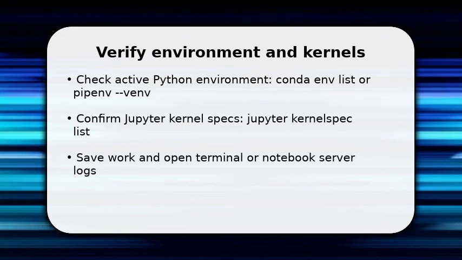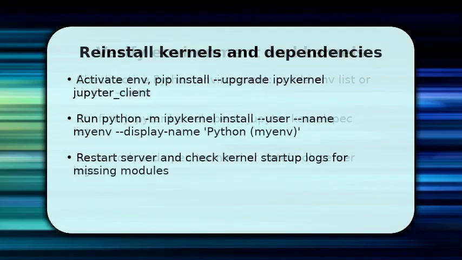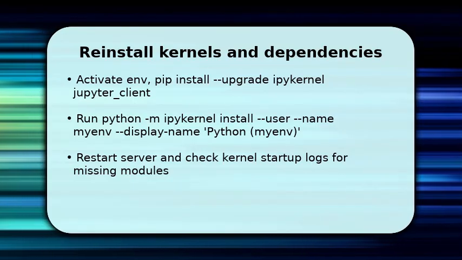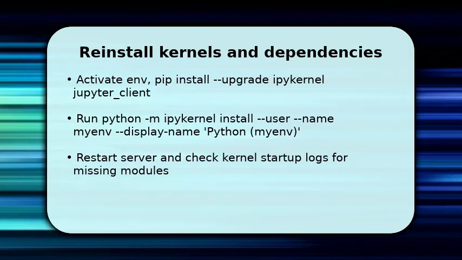Next, you repair the kernel by reinstalling ipykernel and related clients so the kernel and Jupyter agree on Python paths. Activate the environment, run pip install --upgrade ipykernel jupyter_client, and then python -m ipykernel install with a clear name. This registers the correct interpreter.